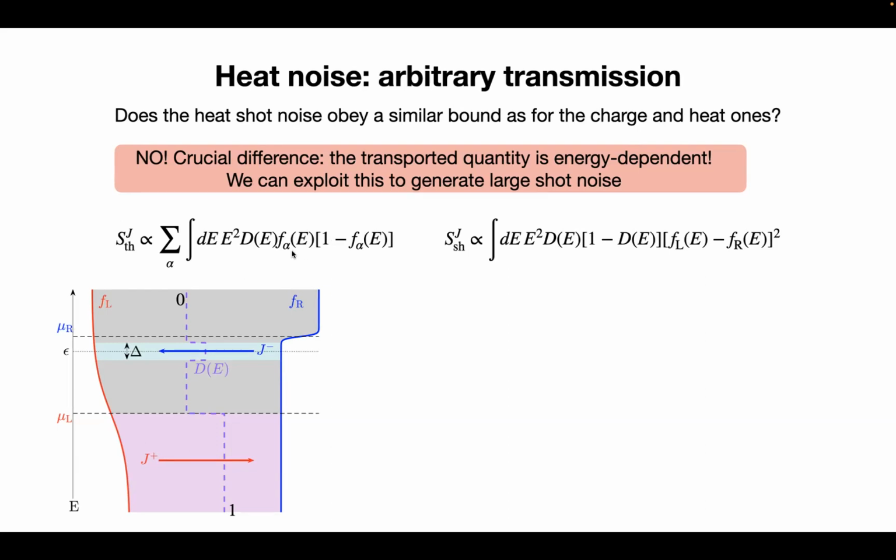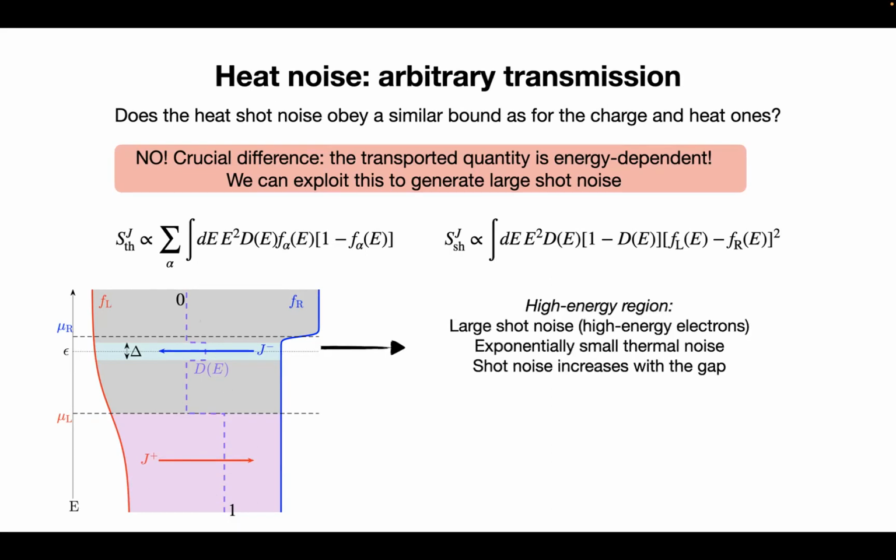So let me explain this to you briefly. Here I am just considering a particular example of a transmission, which is non-zero in this region and here is 1. Here it's some value between, let's say, 1/2, and then 0 again. So in this high energy region, the difference between the two Fermi functions is quite large. So this part here is kind of enhanced.